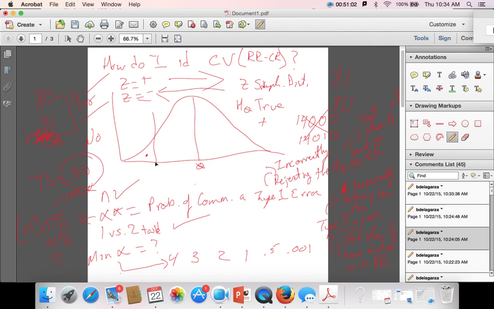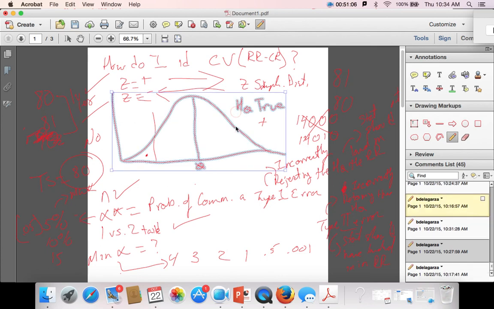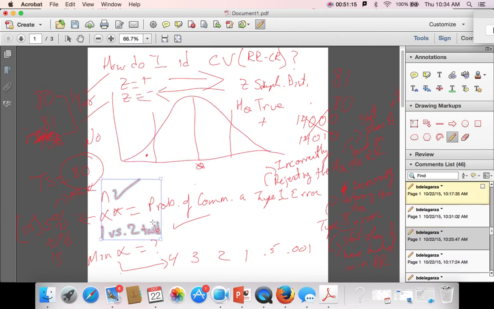So here, rather than just looking at one side of the tail, we sometimes decide that we want to look at both sides of the distribution. So rather than just looking at one side, I want to look at both sides. Why? Because the two-tailed test functions like a safety net. So this is a safety net for us.